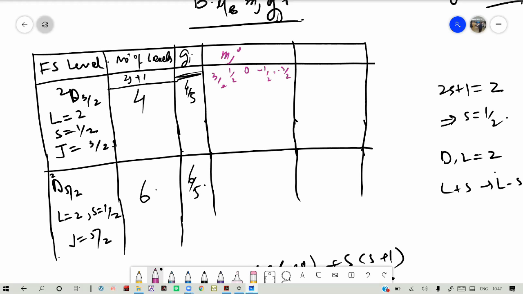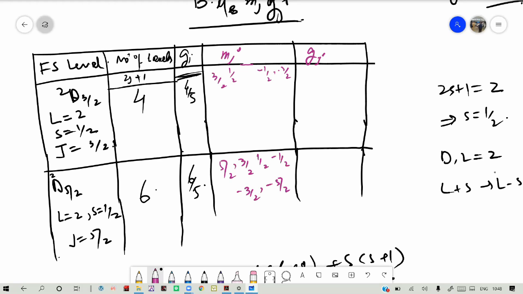Similarly for this, we have 5 by 2, 3 by 2, 1 by 2. There is no 0, sorry. We don't have MJ 0. We do not consider 0 actually, because that level is separated corresponding to 0. 5 by 2, 3 by 2, 1 by 2, it is minus 1 by 2, minus 3 by 2, minus 5 by 2.